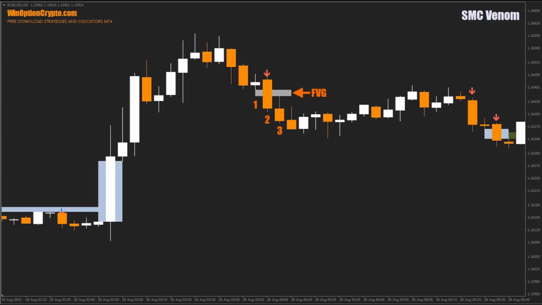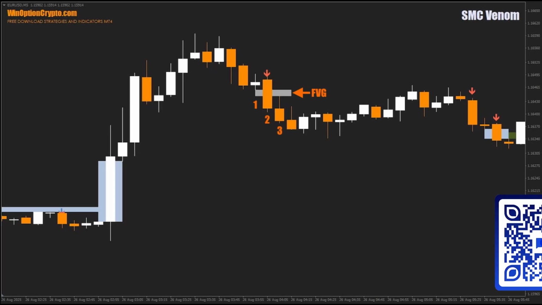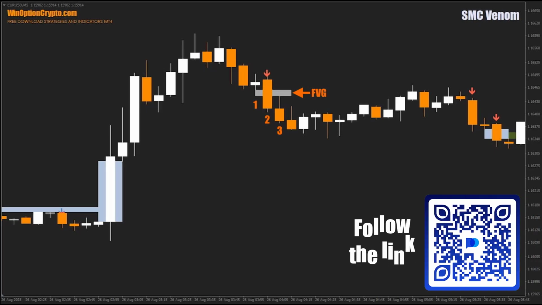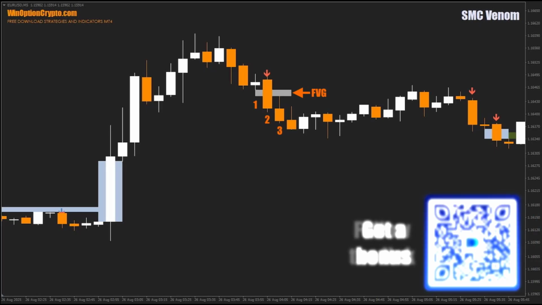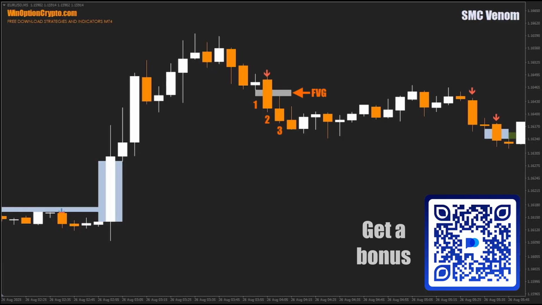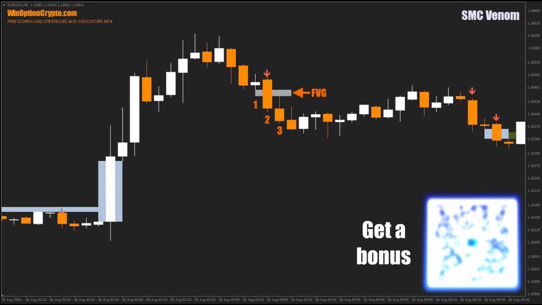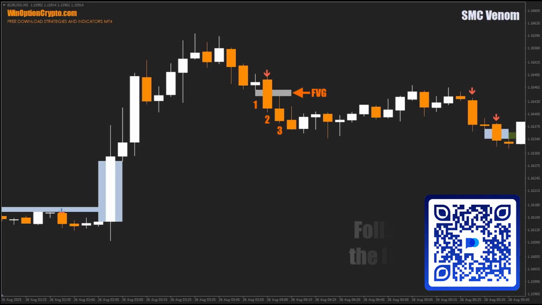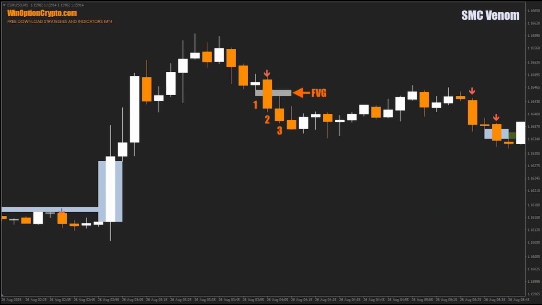One such pattern is fair value gaps, a price gap that occurs when prices move rapidly and there's insufficient volume for balanced trading. On the screen, you see the moment when prices on the second and third candles fell so rapidly that they failed to cover the low of the first. This resulted in a price gap, marked in gray on the chart. This gap is called a fair value gap, or FVG for short. It's believed that the price will eventually return to close this area, as it contains unfilled orders from major players.